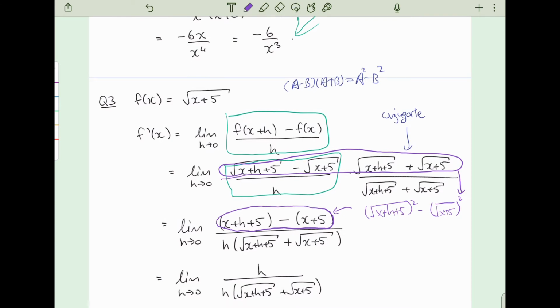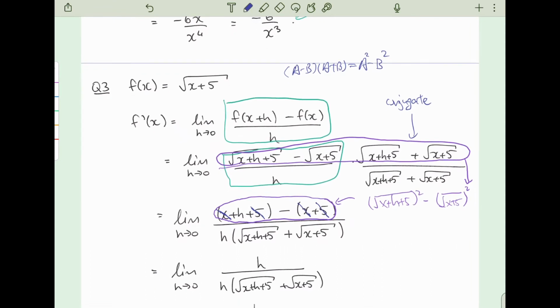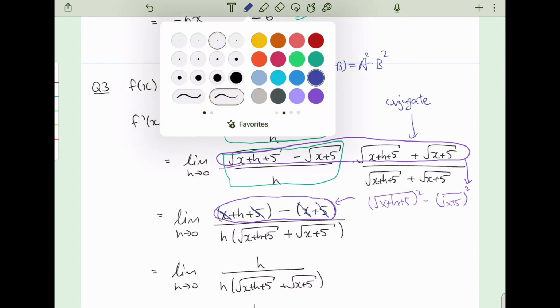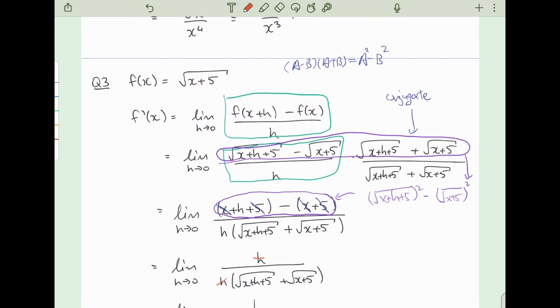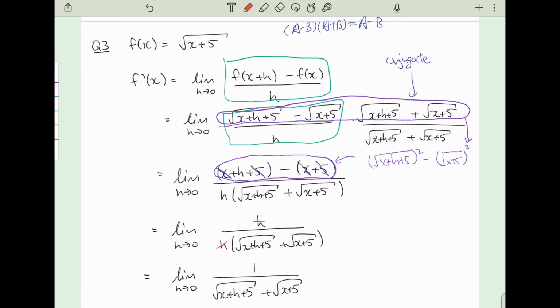Open the bracket. You see that this x cancels with this x, right? And this 5 cancels with this 5 when you open the bracket. So on the top, we are left with h solely, and this h can be cancelled with the factor h in our denominator. So now these two h's are gone. Cancel, cancel. So finally, we are left with 1 over this expression.